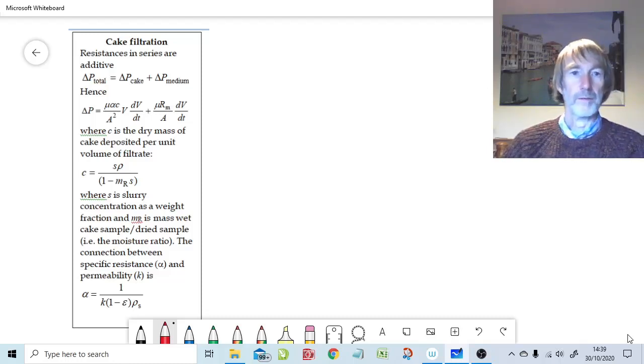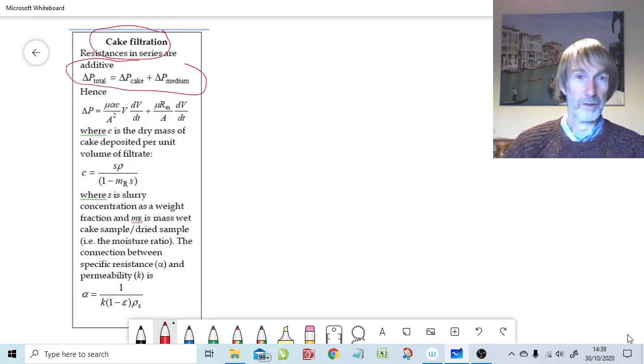Okay, before we come to the final calculation in this question, we need to refer back to the filtration equation. This is the box out that I've been talking about for quite a while now, and it's a simple concept: the total pressure drop over the filter and the filter medium is equal to the two pressures added together, the pressure drop over the cake and the pressure drop over the filter medium.